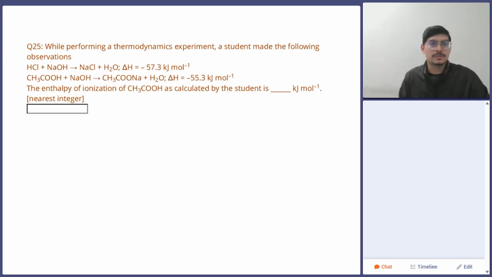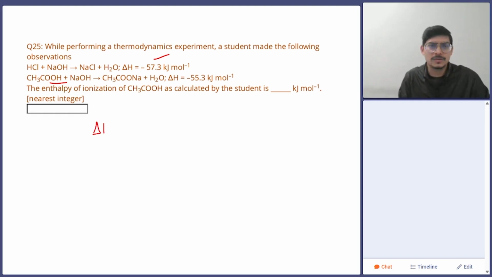Moving to the last question, while performing a thermodynamics experiment, a student made the following observations: HCl plus NaOH. This is the enthalpy of neutralization for strong acid and strong base for 1 mole of water formed. Now, acetic acid is a weak acid, and we have learned that in case of weak acid or base, some amount of energy is consumed in ionization, because weak acids and weak bases, by definition, are not completely ionized.